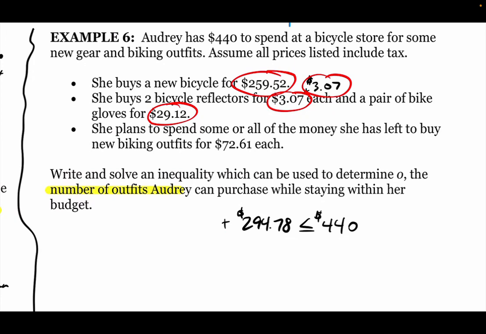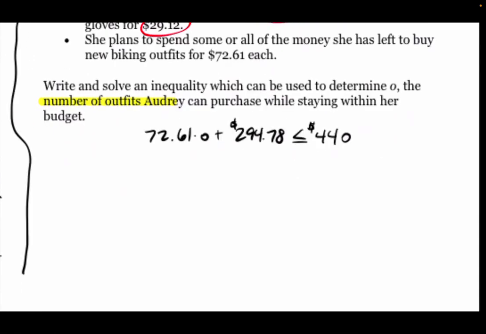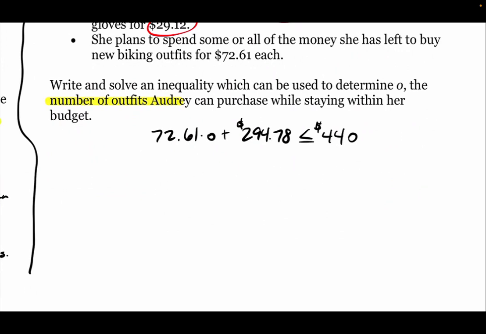The one that can change is her outfits. Why can that change? Because she hasn't bought them yet. She can buy 1, she can buy 2, she can buy 3, she can buy 4, she can buy 5, right? That is the rate. So it's $72.61. That can change still. Times O. Draw your line down. Subtract 294.78.